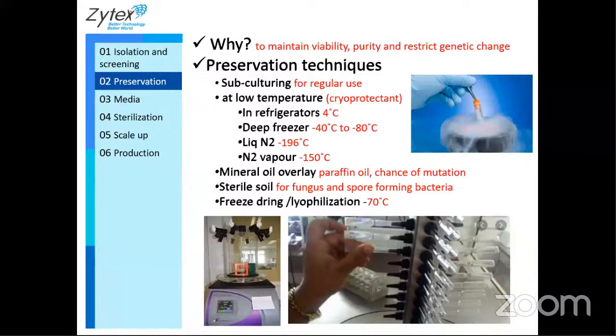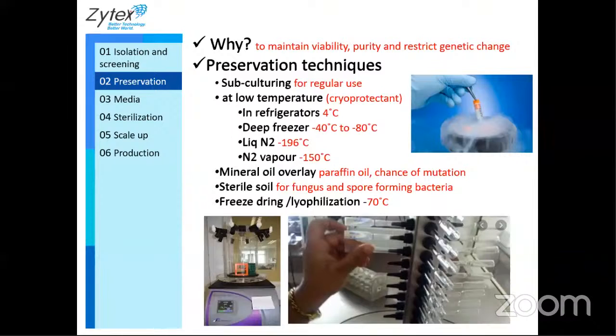Then there are a few other examples, like sometimes fungal spores and some endospore forming bacteria. They can be stored in sterile soil. So they are mixed with sterile soil, kept for a few days to grow and achieve their vegetative growth, and then they are stored in normal refrigeration condition. And many a time it has been found that they can survive up to 10 to 20 years.